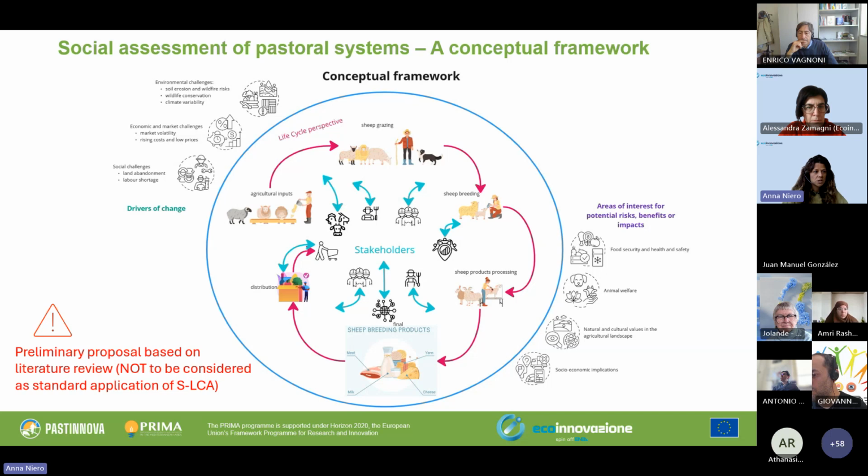The natural and cultural values of the agricultural landscape, which are, of course, very important. As I was mentioning before, for the functioning of the pastoral system, depending on how the system is managed, we can see different outcomes, also in terms of ecosystem services provided, but also in terms of socio-cultural value that this landscape represents in the territorial context, which is very important to be considered and brought inside the social life cycle assessment.